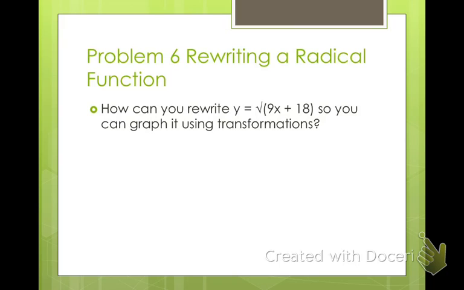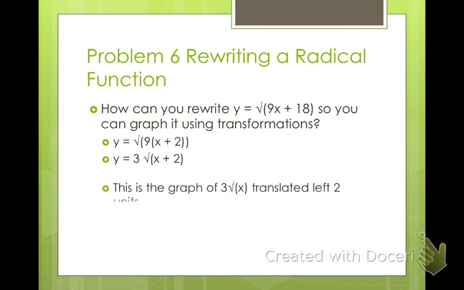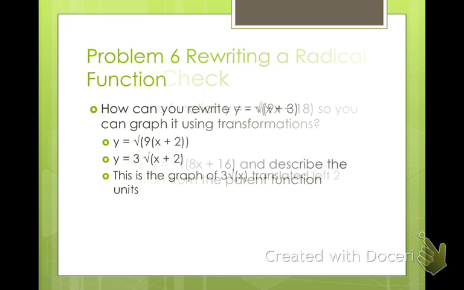And then rewriting a radical function. Let's rewrite this function so we can think about it as transformations: y equals the square root of 9x plus 18. Well, we don't know how to do that because we haven't done anything with anything in front of the x itself. So is 9 a multiple of both 9 and 18? Yes. And is 9 a perfect square? Yes. So let's rewrite it as the square root of 9 times x plus 2. What's the square root of 9? 3. So we have 3 times the square root of x plus 2. So our parent function is actually the square root of x, stretched by 3, and then shifted to the left 2 units. So all those good old translation things.